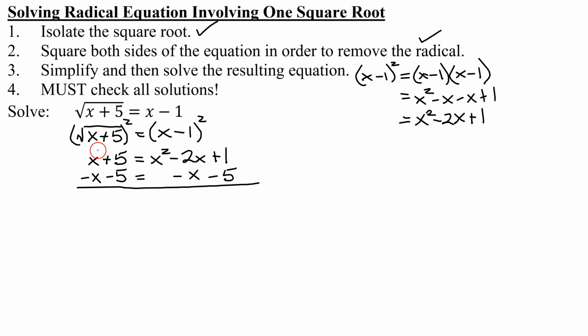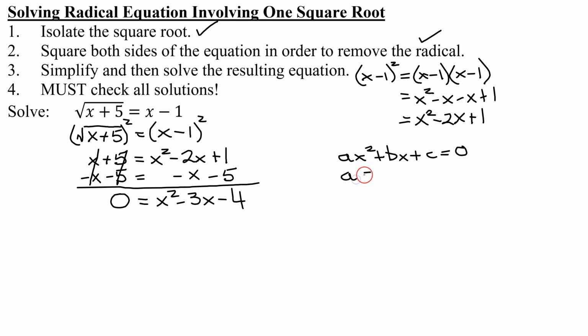So on the left-hand side, I have x minus x is 0, 5 minus 5 is 0, so I get 0 on the left-hand side equals x squared, negative 2x minus x is negative 3x, and 1 minus 5 is negative 4. So now I have my quadratic equation written in standard form, descending order with 0 on the other side. Hopefully these factors will come to you quickly, but if they don't, I'm going to show you how to figure them out. So we're going to compare it to ax squared plus bx plus c equals 0.